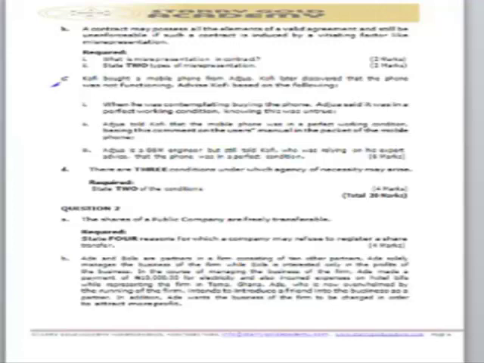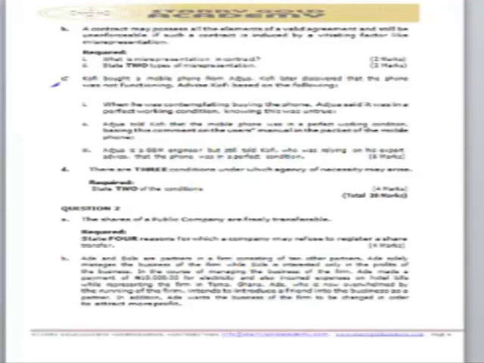And also when you look at number 2, it's talking about shares of a public company, and it asks for four reasons for which a company may refuse to register a share transfer. So this one also has to do with state. And when something has to do with state, all you need to do, as I've been saying, is to mention. You don't need to explain when you see a question that says state.